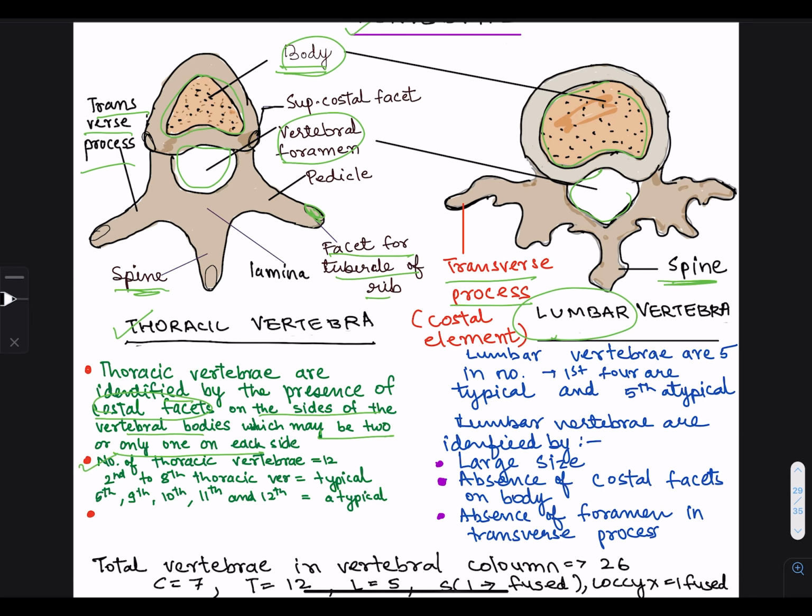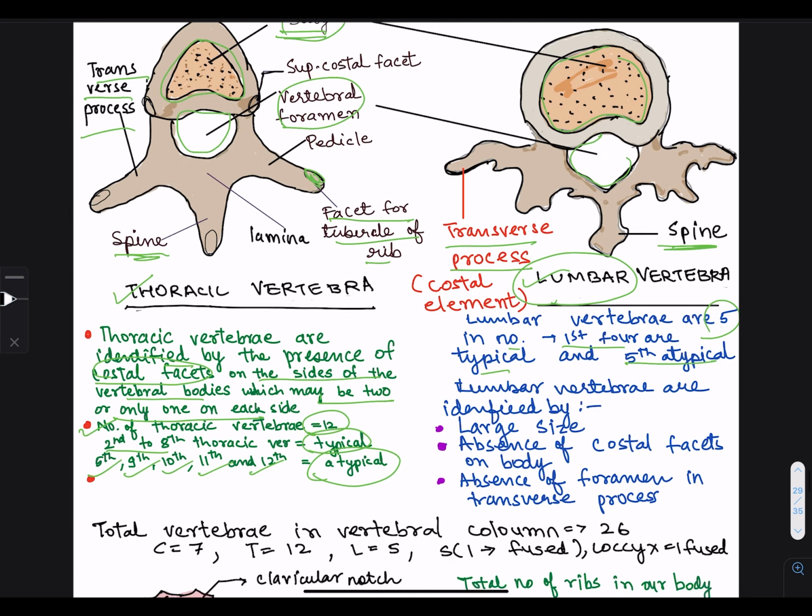Total number of thoracic vertebrae are 12. Second to 8th thoracic vertebrae are typical, while 1st, 9th, 10th, 11th and 12th are atypical. That is, they are different from the typical vertebrae. Lumbar vertebrae are 5 in number. Out of them, first 4 are typical and 5th is atypical.